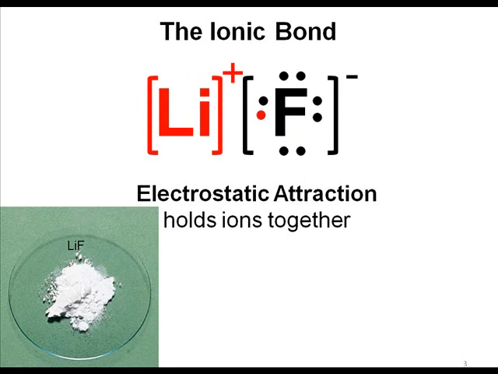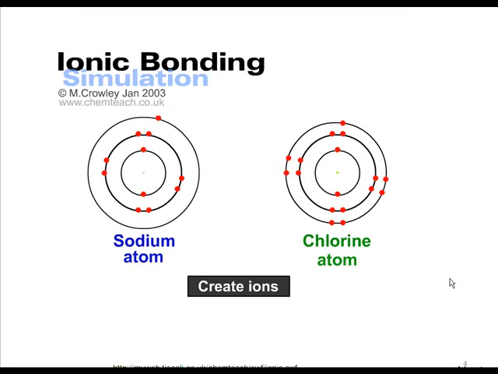Now, if you were to take a look at lithium fluoride as a solid, it actually is a crystalline structure. It's a white powder that's actually crystalline in nature. Let's take a look at why it forms this crystalline structure. Well, here we have sodium and chlorine. Sodium has 1 electron on the outside, and of course it has the core. And the chlorine has 7 on the outside with the core.